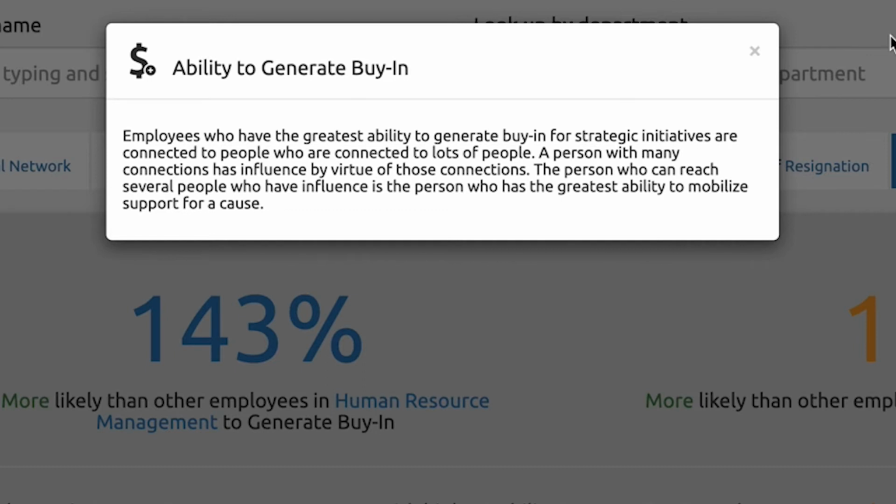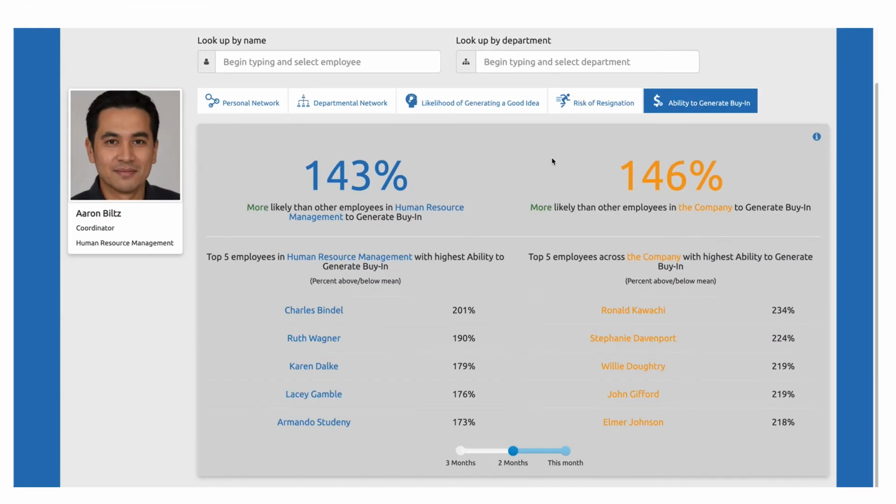The person who can reach several people who have influence is the person who has the greatest ability to mobilize support for a cause. In essence, it's not just the number of people you are connected to, but the number of people they are connected to and the number of people those people are connected to. In this case, Aaron's ability is 143% more likely than other employees in HR to generate buy-in, and even more, 146% compared with other employees in the company.